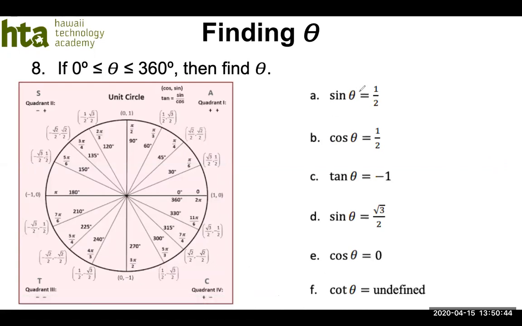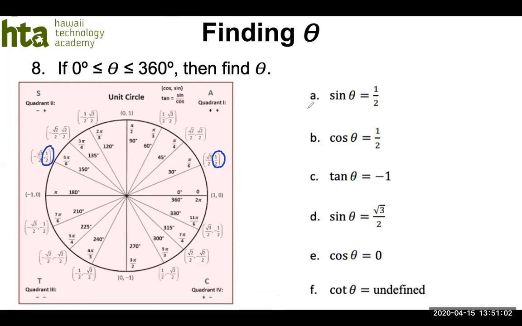So if the sine of theta is 1/2, I'm going to have multiple answers here. They need to be between 0 and 360, so somewhere in this circle. So let's circle all the places where sine is 1/2. That means where the y is 1/2. There's one. There's one. And the rest of them are negative 1/2.